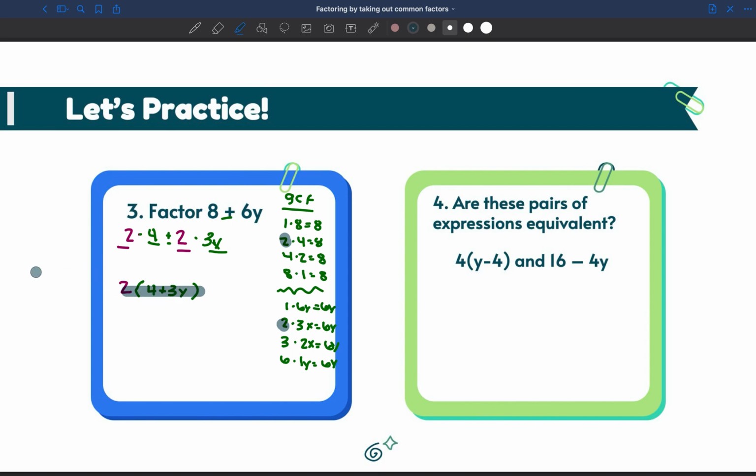And you could go ahead and use the expand method, and if it turns out that you get the same as 8 plus 6y, then we know that we factored correctly.